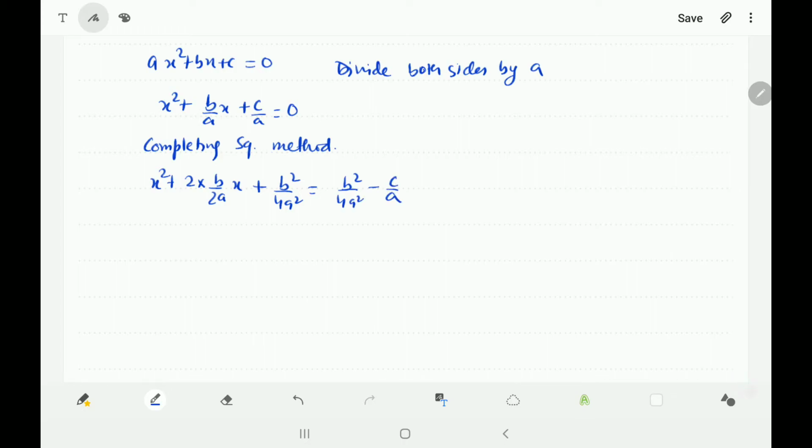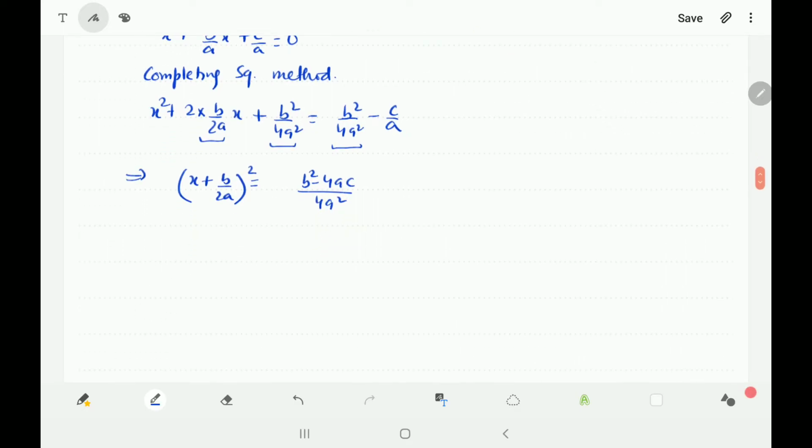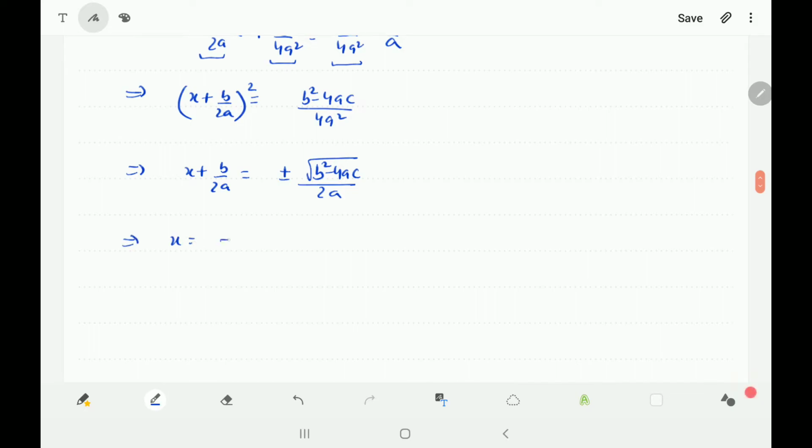So what I did here is I wrote b by a as 2 into b by 2a, and I added the whole square of this term and added the same term on the right hand side. Now what we will get is x plus b by 2a whole square is equal to b square minus 4ac by 4a square. If I remove this whole square and take it on the other side, I will get x plus b by 2a is equal to plus minus under root of b square minus 4ac divided by 2a. So finally we will get x as minus b plus minus under root of b square minus 4ac by 2a.